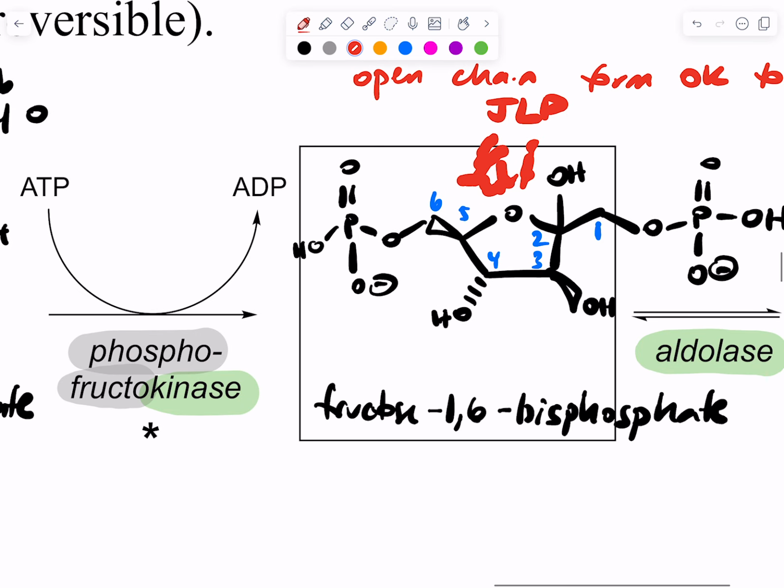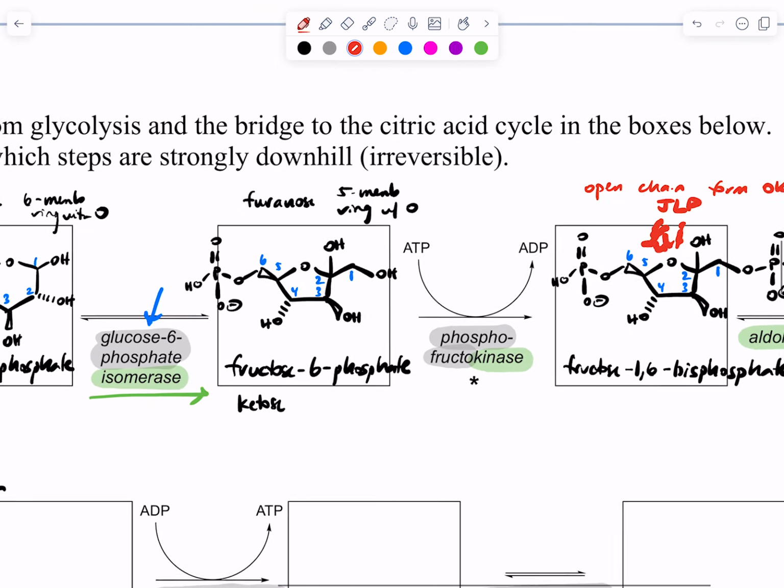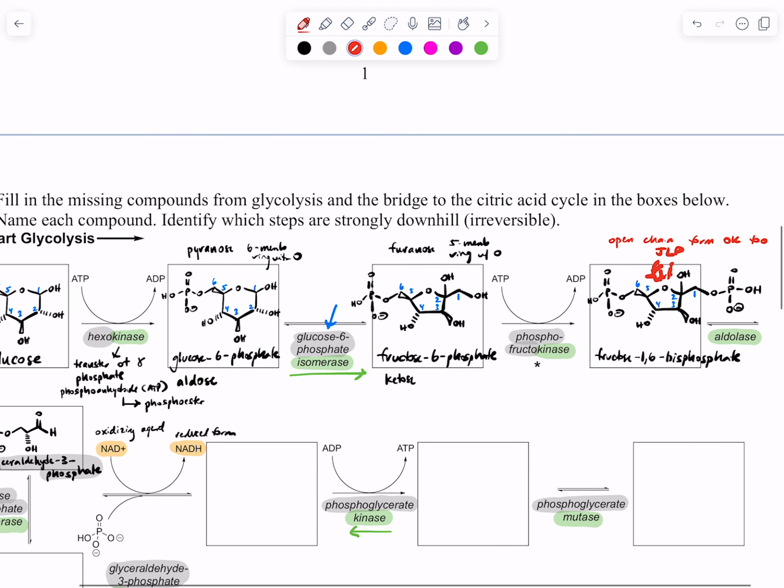So, by the way, which carbons in fructose 1,6 bisphosphate become glyceraldehyde 3-phosphate? Do you remember? Did you say it? What did you say? 4. Did you not say anything? Okay, yeah, it's 4, 5, and 6 actually.